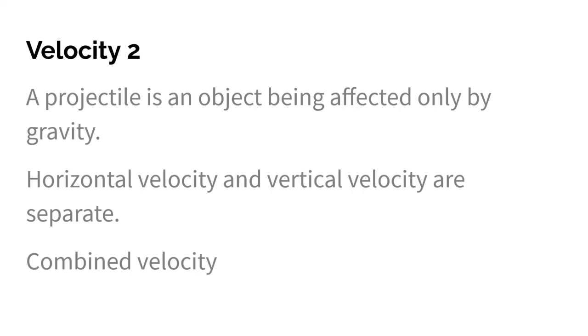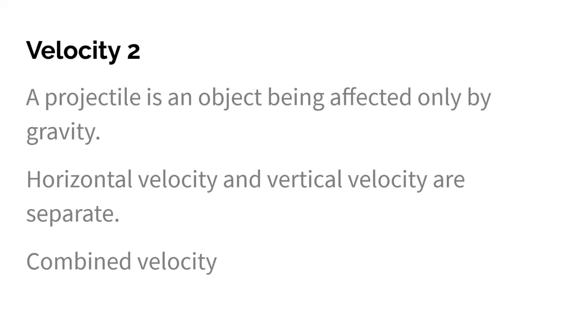Now, horizontal velocity and vertical velocity are separate. This means that no matter its horizontal velocity, it will fall at the same rate, meaning if you take the tennis ball and you hit it really far, it will still fall just as fast as if you hit it really soft.